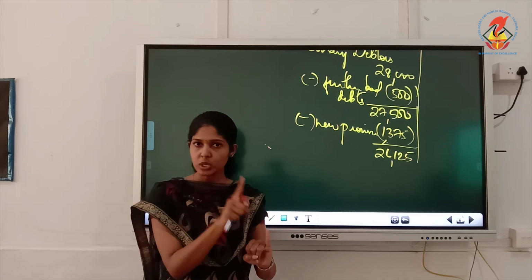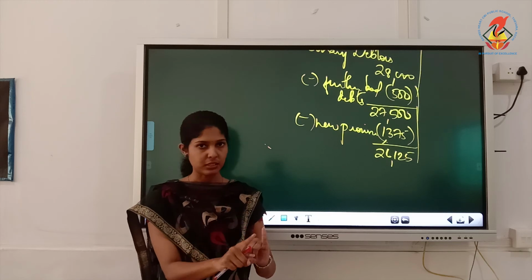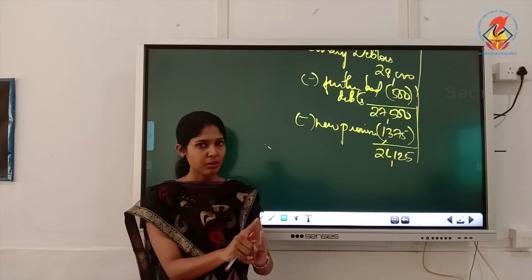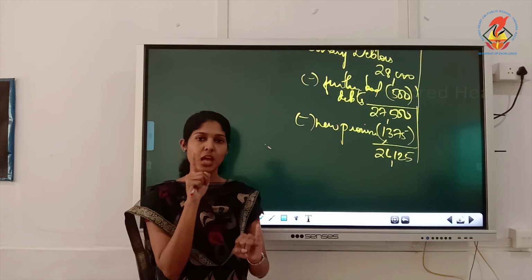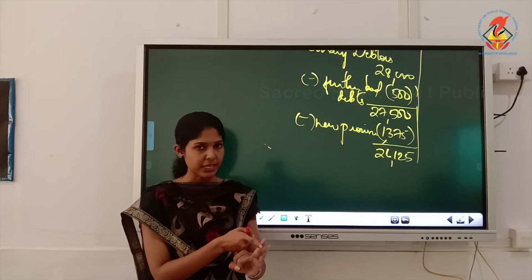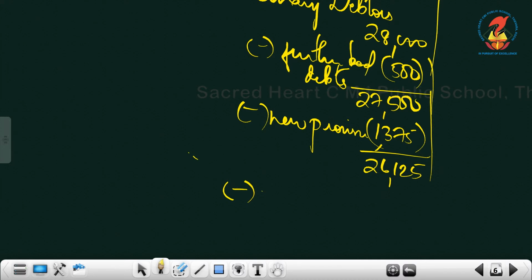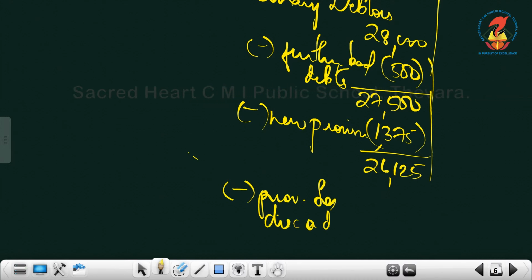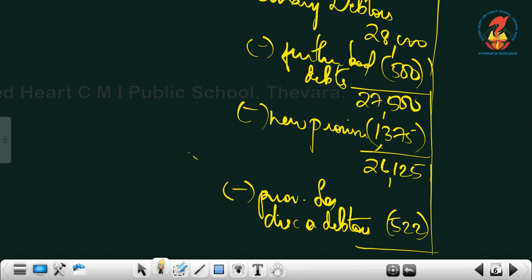While you compute, compute only on good debtors. Debtors less further bad debts, less new provision. That's how you have to compute. Later, this provision for discount must be deducted from debtors. So here we will deduct the provision for discount on debtors. It was 522. So now in the outer column it will be 25,603. So this is how you have to do debtors.